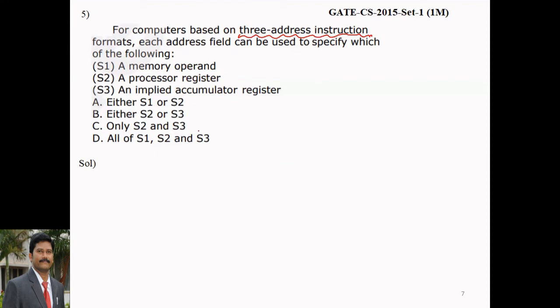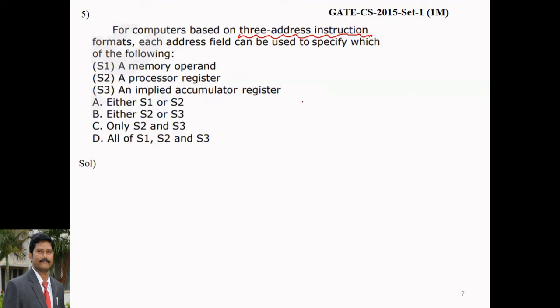Generally, in the 3-address instruction format, one opcode is there and 3 addresses are there. Those addresses, as we have seen, are memory operands. The operand may be from a memory address, or the operand may be in a register, that's all. A single accumulator, that is an implied accumulator, will be useful in 1-address instructions only.